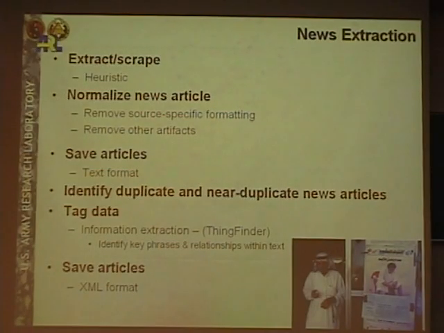So we're building a set of heuristics to do this scraping, and you have to then remove duplicate stories and that sort of stuff. That all has to be done. And then I'm wanting to do some tagging on it through something like a ThingFinder that will do my identity tagging. I'm wanting to put it out in XML format and also in text format, because some of the systems that I'd like to feed this to, some require XML, some require text.